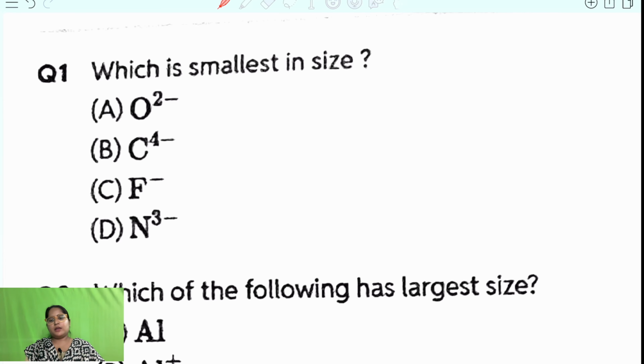In DPP number 4, till 1, 2, 3 we have seen general questions like block number, period number, group, all those things. Now let us see about the size.